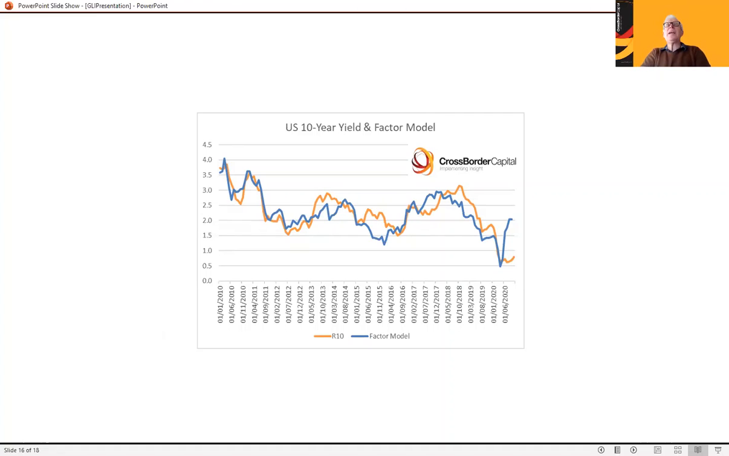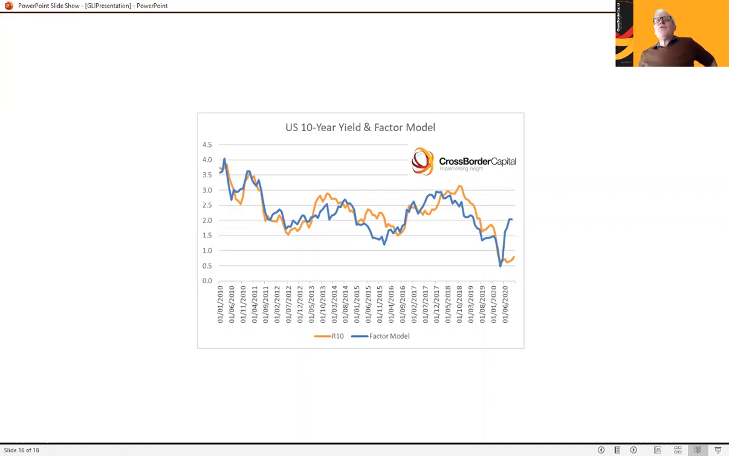What we show is the US 10-year Treasury yield in orange, and the blue line is a factor model that tries to predict the US bond market using three very simple factors. One is the US ISM index, the Purchasing Managers Index. Two is the Australian dollar, US dollar cross rate. And three is the price of copper, all of which are indicative of cyclical moves in economies.